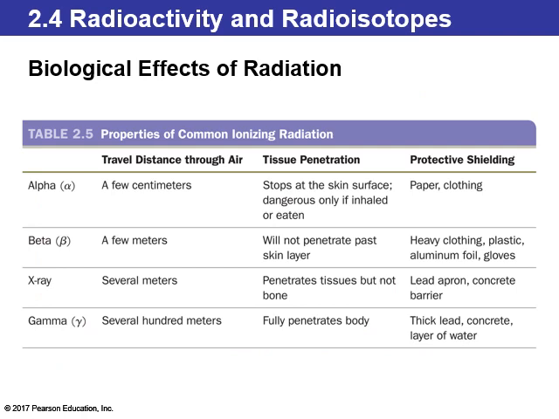Just to reiterate, some of the common properties of ionizing radiation: alpha particles don't travel very far through the air. They only go a few centimeters. This is because they can react with the air. They're a pretty large particle. They're going to bump into nitrogen or oxygen or something along those lines and react. So they're not going to travel very far.